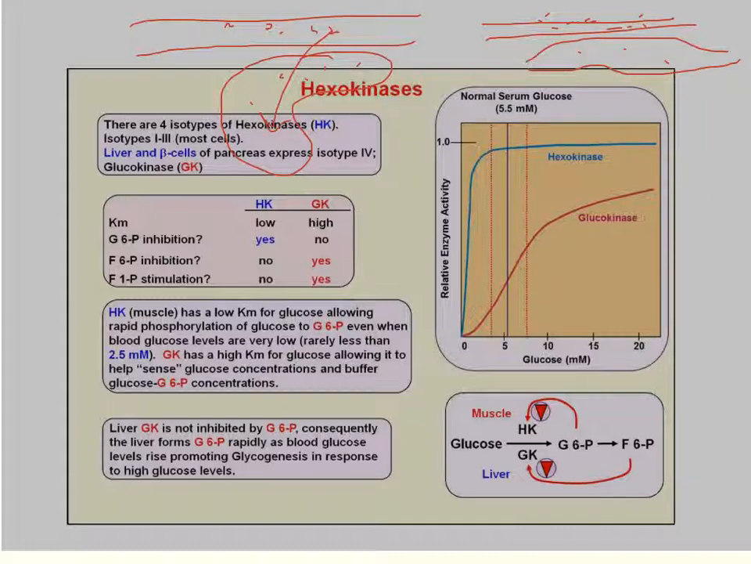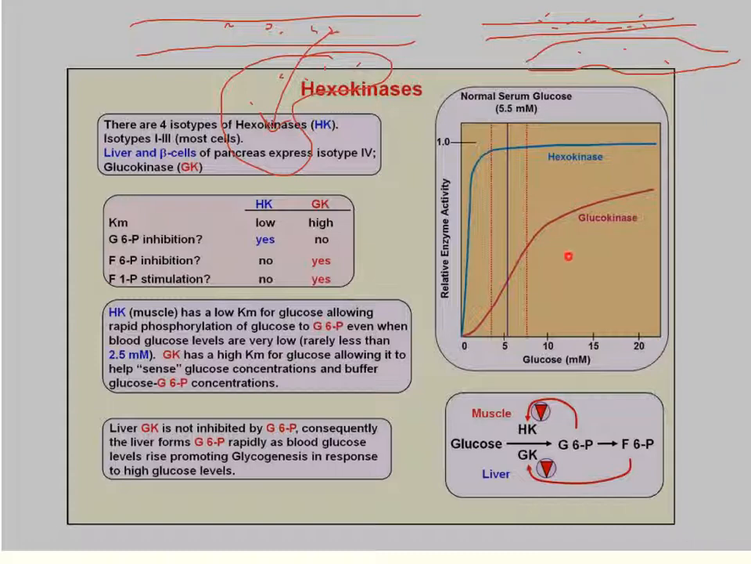Now the purpose of this is that sometimes the blood glucose is going to be pretty low, and whenever it is low, the liver needs to be able to produce glucose and send it out into the blood. If it's producing glucose and glucokinase is turning it back into glucose 6-phosphate as soon as it's produced, that would be a bad thing, and muscles wouldn't be able to get glucose.